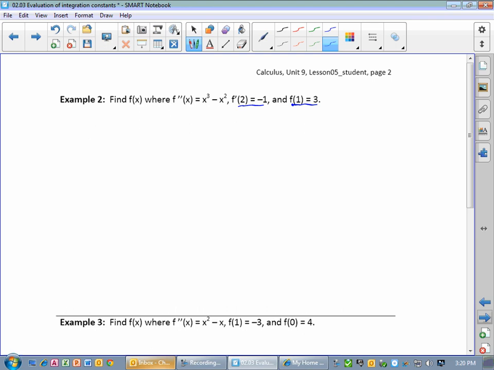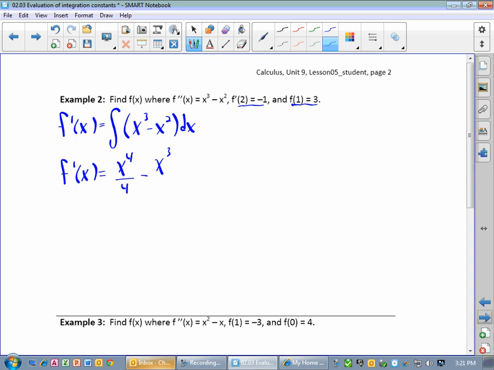So let's start off. We have the second derivative, so if we integrate once, what are we going to have? We'll have f prime of x, which would be the integral of x cubed minus x squared dx. Now, the integral of x cubed would be x to the fourth over 4. The integral of x squared would be x cubed over 3.